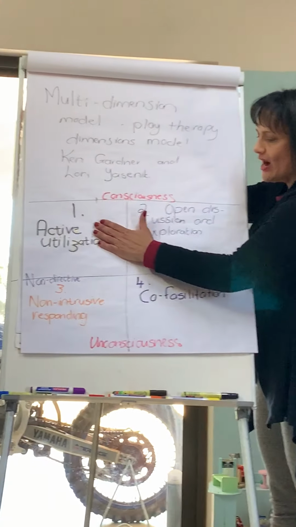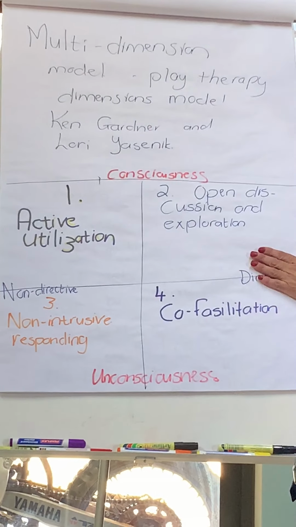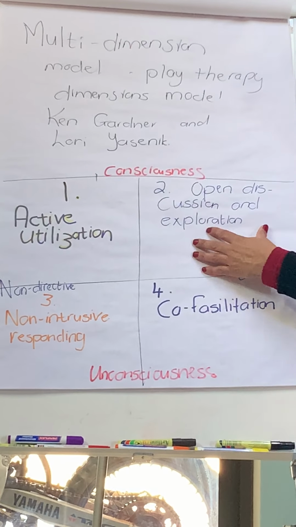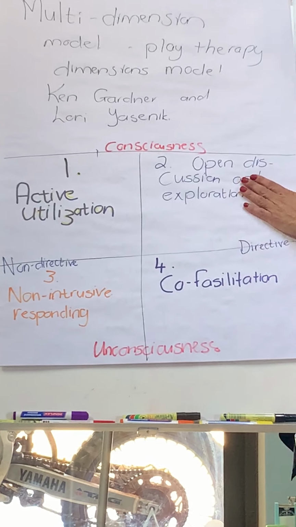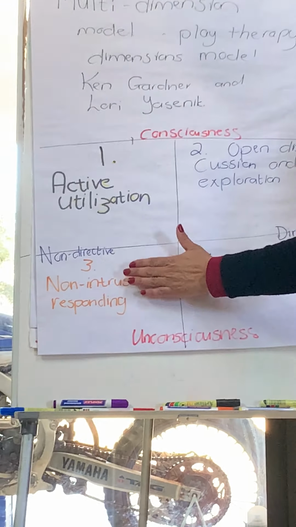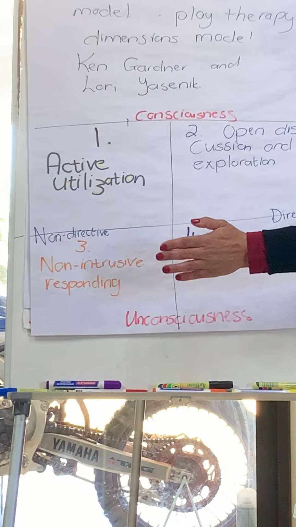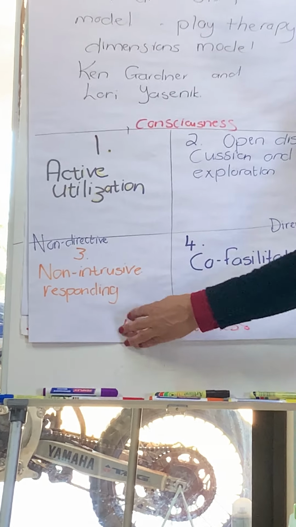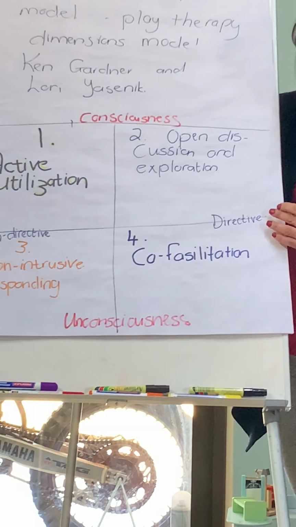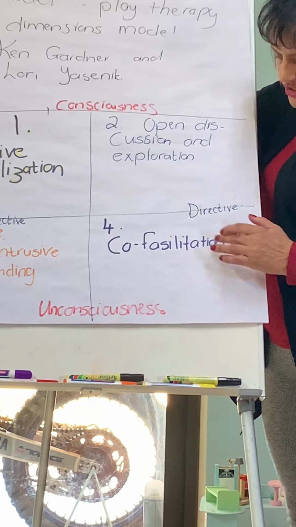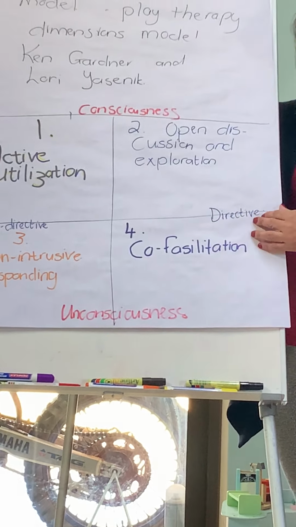Quadrant 1 is called active utilization, and we will talk about that. Quadrant 2 is open discussion, which is when there's consciousness and directiveness, open discussion and exploration. Quadrant 3 is called non-intrusive responding, and that is when the child has a high level of unconsciousness and you work very non-directively. And quadrant 4 is called co-facilitation, where there's unconsciousness, but the therapist moves more towards directiveness.